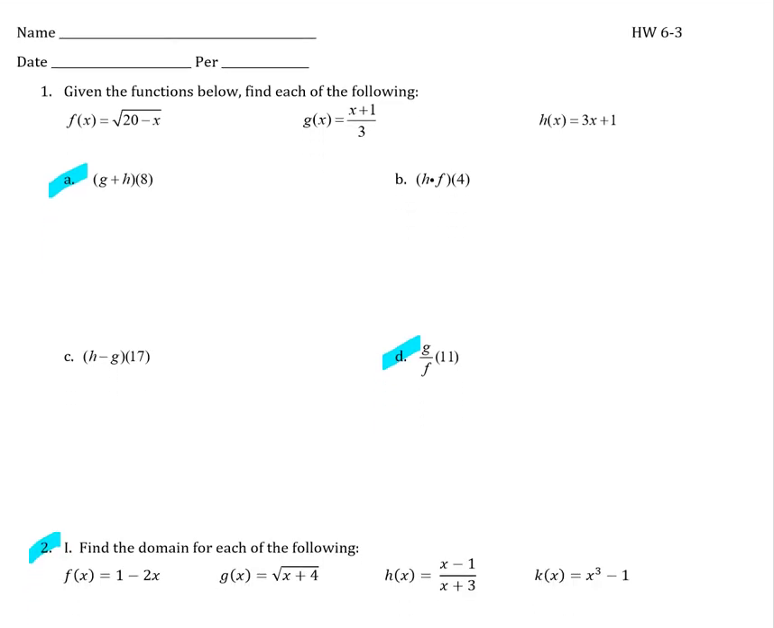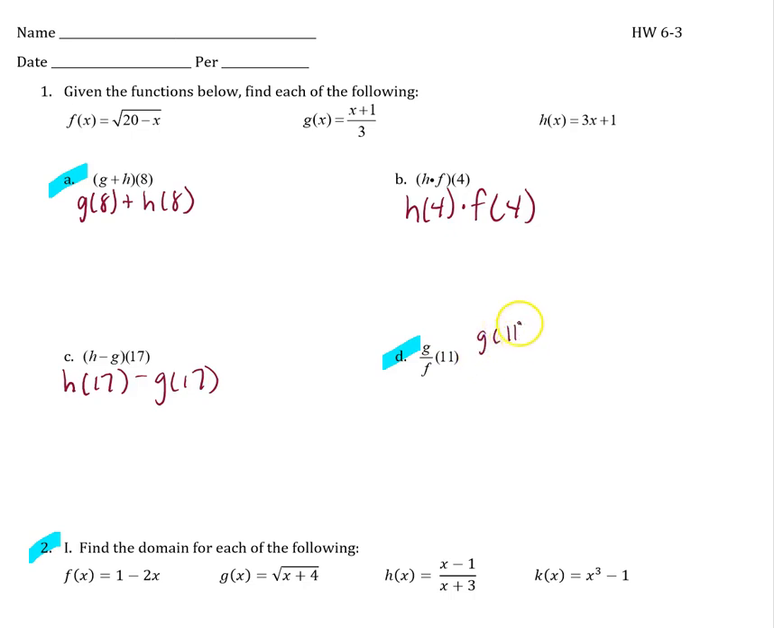Working with compositions of functions. So I have 3 here, f of x, g of x, and h of x. And just going through quickly what each of these means. So like g plus h of 8 is the same thing as g of 8 plus h of 8. This is the same thing as h of 4 times f of 4. H of 17 minus g of 17. And lastly, g of 11 divided by f of 11.